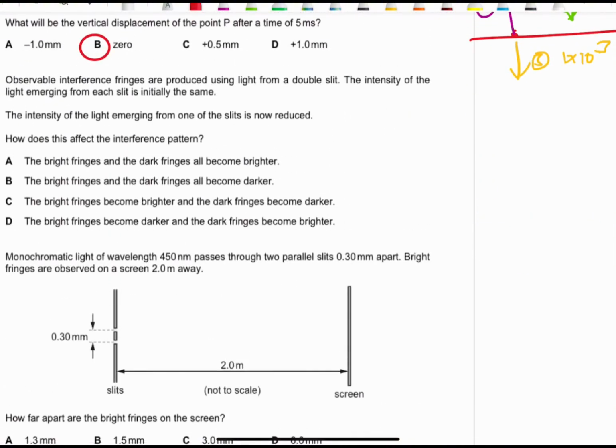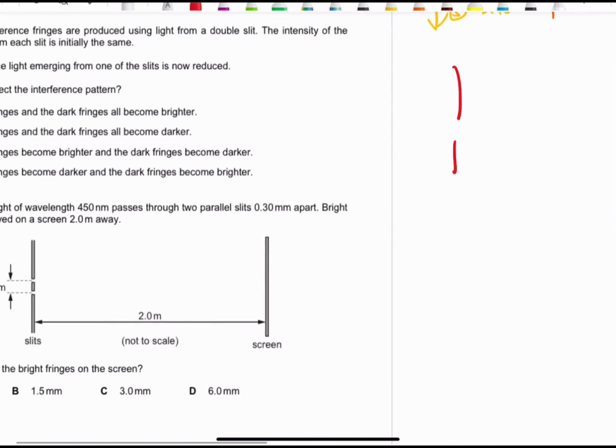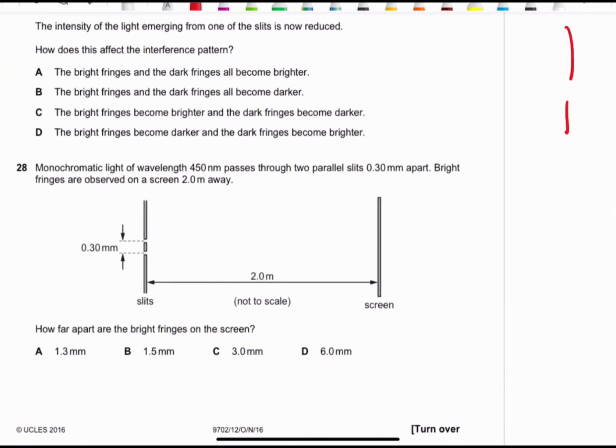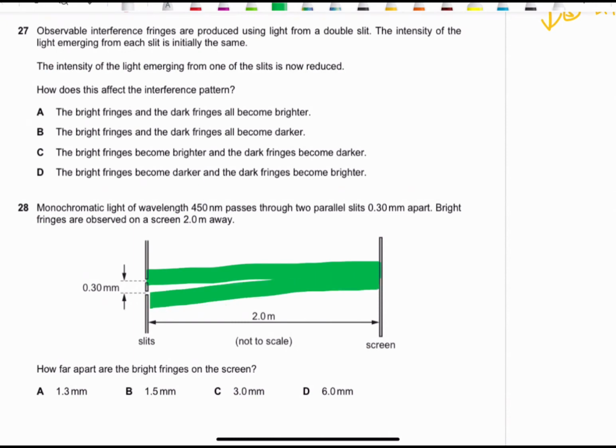Moving to question 27. Observable interference fringes are produced using light from a double slit. The intensity of the light is initially the same. So let's draw our double slit. If we draw a double slit, but let's just use this double slit that is already there, so that it's more convenient. So the intensity of light coming from one of the slits. So basically the light is going to do it like this. Okay, so let's assume that we have light coming in, something like that. Then the other light is coming in like that from that other slit, right?